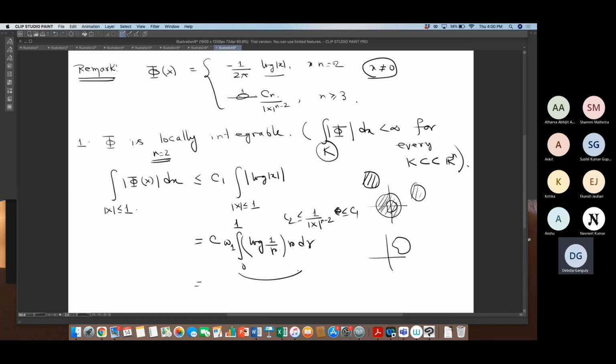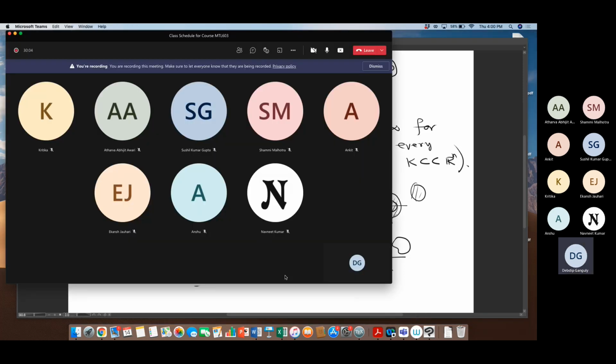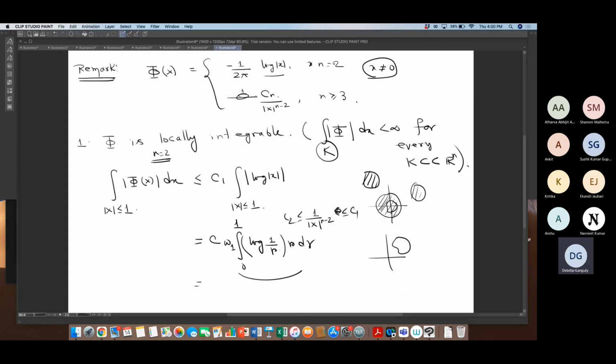You did not understand. You just tell why I have written it like this. Who will tell me? Pritika? Why have I written the integral of mod of log of mod x as the integral of log of 1 by r, from 0 to 1, omega 1, r dr? By changing into polar coordinates, the integral over the ball B(0,r) of f of mod x can be written as the integral of f of r to the power n minus 1 dr d theta, right?